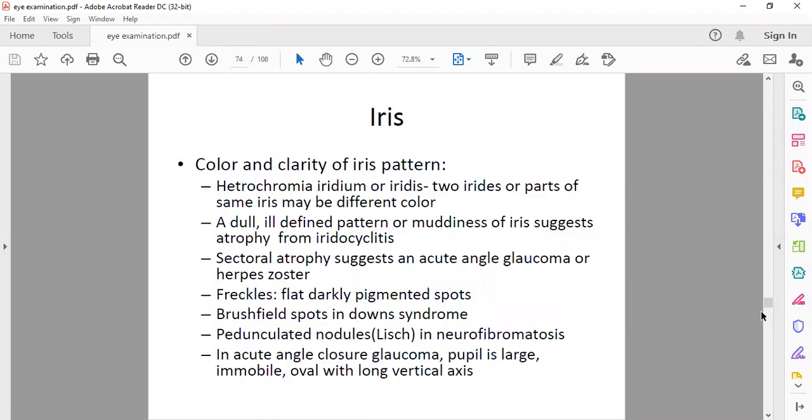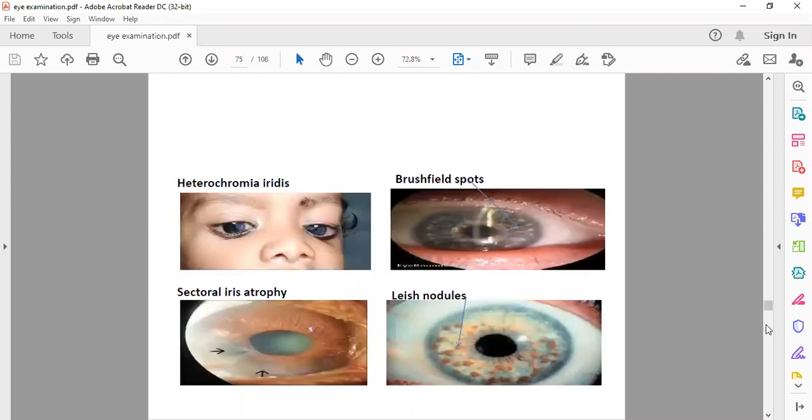Lastly, we'll see about iris today. So notice this part. This is abnormality. This is normal iris. So iris is like a diaphragm which can reduce its aperture or increase its aperture, like the diaphragm of a camera, depending upon the illumination. So that is the function of iris.